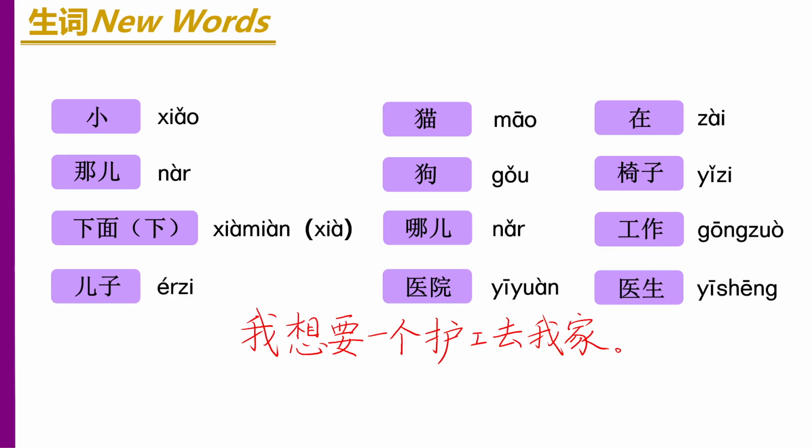Yeah, I need a person. How do we call this kind of person? I forgot. Let me see. We can call her caregiver, or nursery worker. I need a nursery worker to go to my place. So 护工.